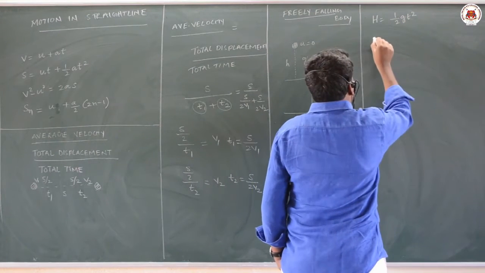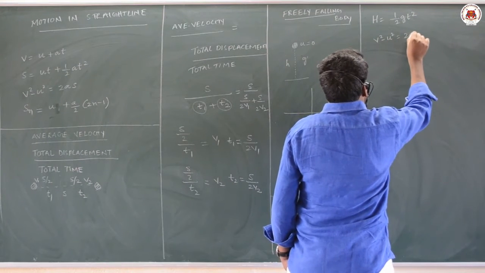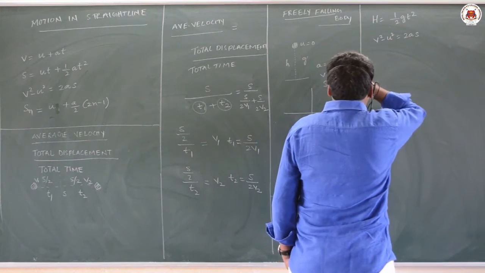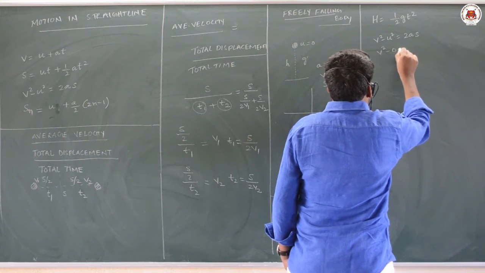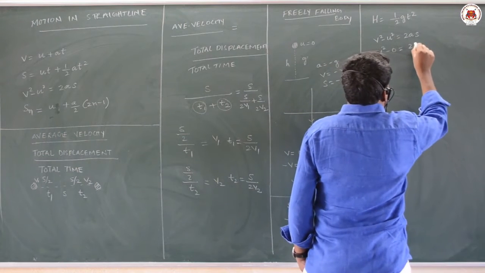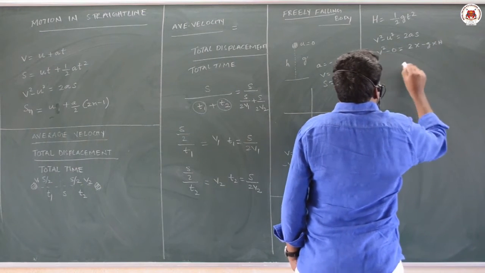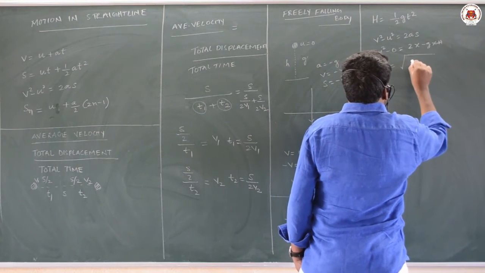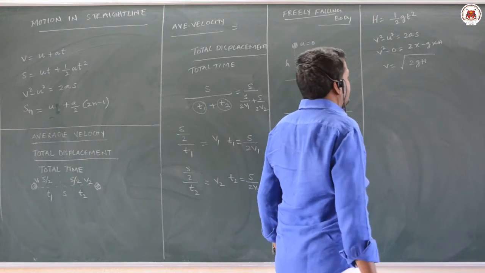Similarly, v square minus u square is equal to 2as, v square minus 0 is equal to 2 into minus g into minus h. So, this will become v is equal to under root of 2gh.